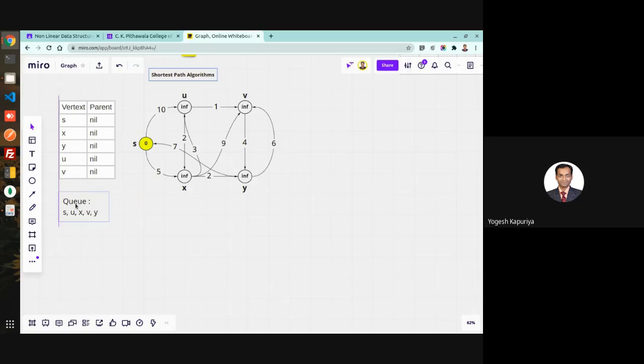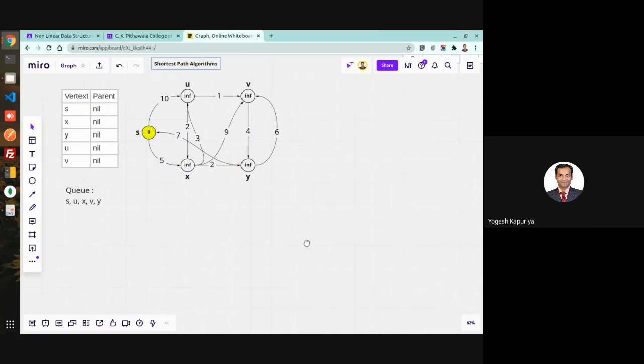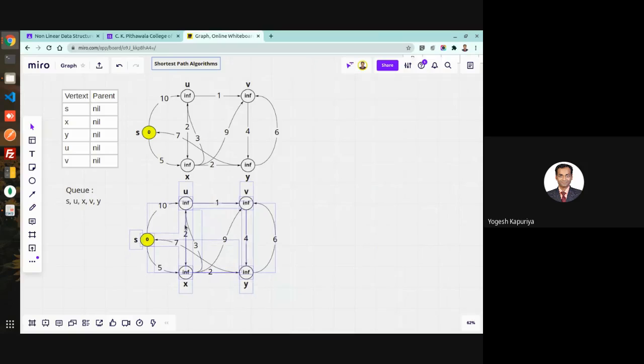Okay, so this is my initial setup: your source vertex distance is 0, and every other vertex distance is infinity. You will maintain one parent table and you will maintain one queue. So this is my initialization. Now what I am supposed to do is extract a vertex from the queue. When I extract a vertex from the queue, obviously it's a min priority queue, so the vertex with the minimum key value will be extracted.